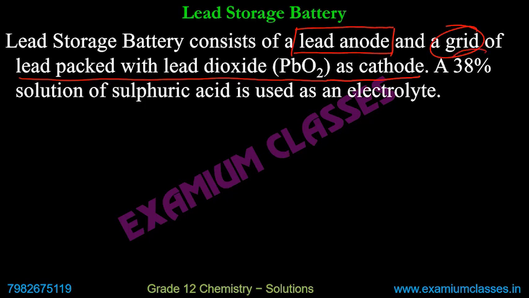And then you need to remember this: a 38% solution of sulfuric acid is used as an electrolyte. In lead storage batteries, the electrolyte is 38% sulfuric acid. Cathode is lead packed with lead dioxide, PbO2. Anode is just lead.